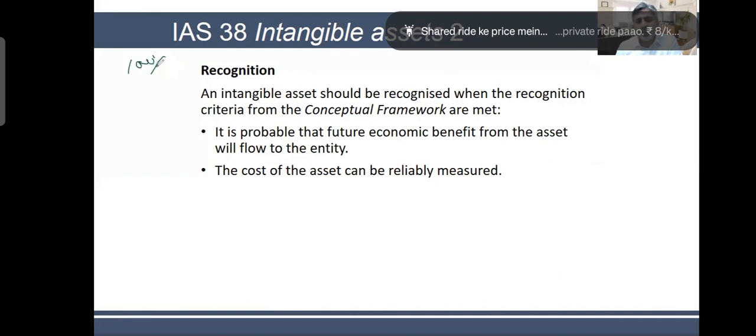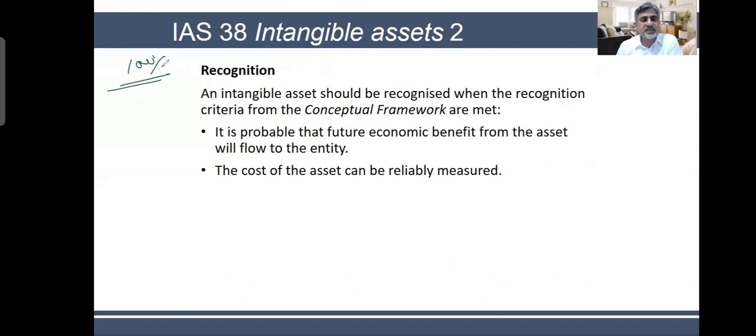100% the same rule will apply which you used in IAS 16. The same rule, 2 criteria, 1 and 2. Number 1, that it is probable that the future economic benefits from the asset will flow to the entity. Future economic benefits will flow. And number 2, the cost of the asset can be reliably measured. And these are the same 2 criteria for IAS 16 as well.